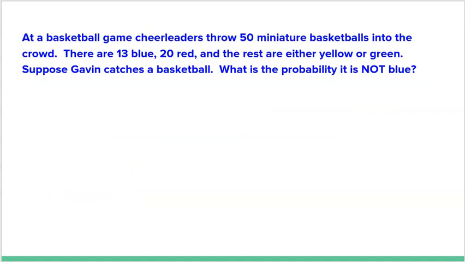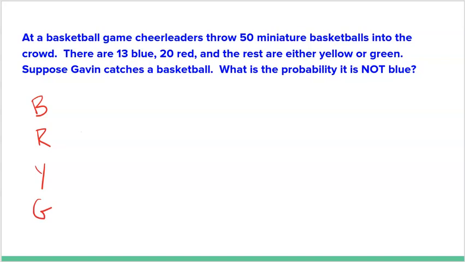At a basketball game, cheerleaders throw 50 miniature basketballs into the crowd. There are 13 blue, 20 red, and the rest are yellow or green. Suppose Gavin catches a basketball. What's the probability it's not blue? Well, the easiest way to answer any probability question is to consider your sample space. What could happen? I could get a blue, a red, a yellow, or a green.